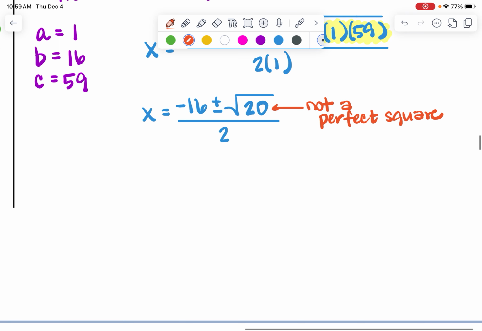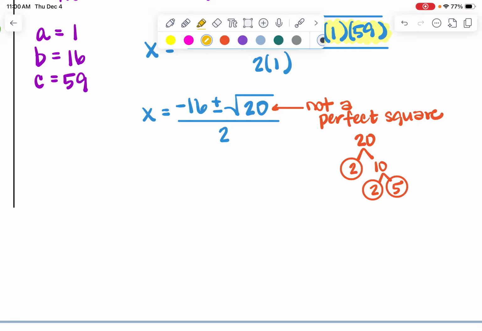So if it's not a perfect square, that means you need to go off to the side and see if you can simplify the square root of 20, which of course we can. We've done a million times, right? So 2 times 10 or 4 times 5, it doesn't matter what you use. And then 2 times 5 will all end up with 2 2s and a 5. And remember, when you simplify radicals, we're looking for pairs of numbers. So whatever number I have a pair of, I get to take that number out. So the square root of 20 becomes 2 root 5.